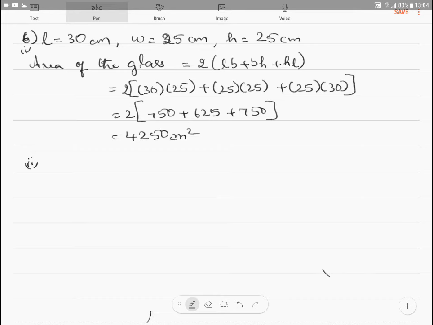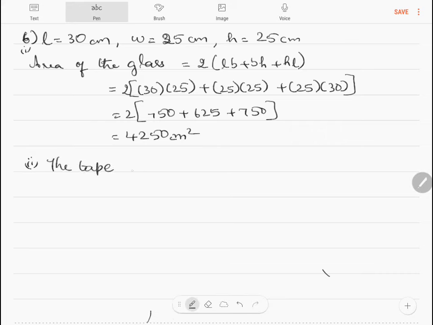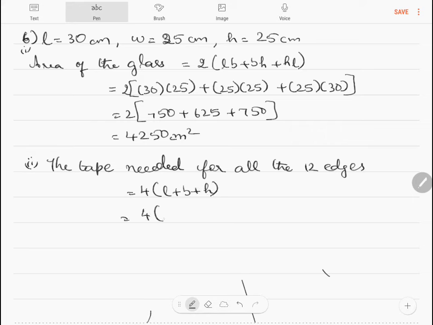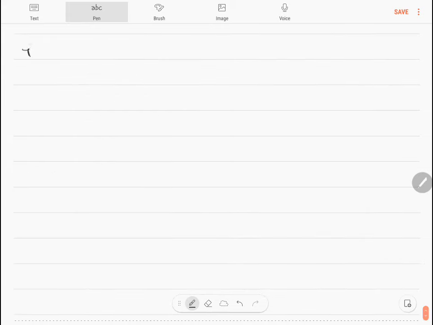Question number 2. How much tape is needed for all the 12 edges? So the tape needed for all the 12 edges will be equal to 4 times (L plus B plus H). It is equal to 4 times because it's 4 sides. So for 3 plus 25 plus 25, which is equal to 320 centimeters.